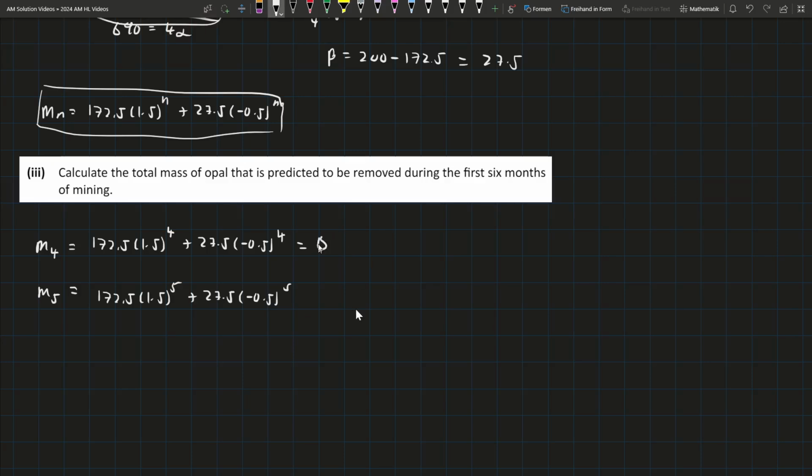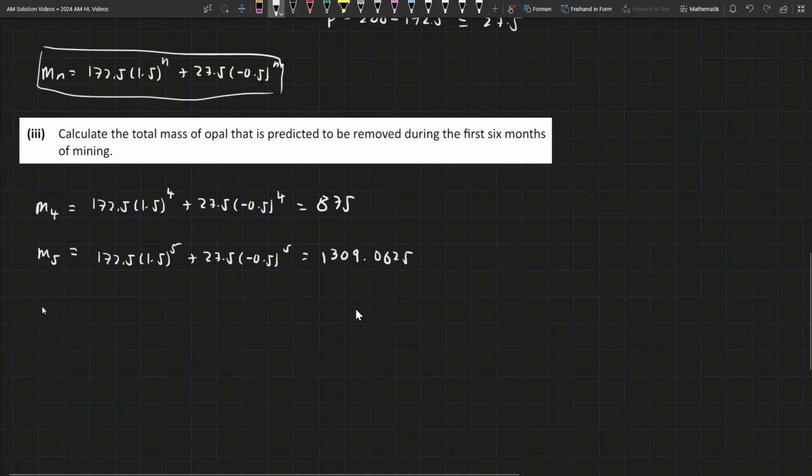So for this one we get 875, and then for this one, if we just replace the powers with 5, we get 1309.0625. Then we just have to add them all together. So we do M0 plus M1 plus M2 plus M3 plus M4 plus M5. That's the first 6 months. I know it only goes up to 5, but that's because we have 0. We have 1, 2, 3, 4, 5, 6 months.